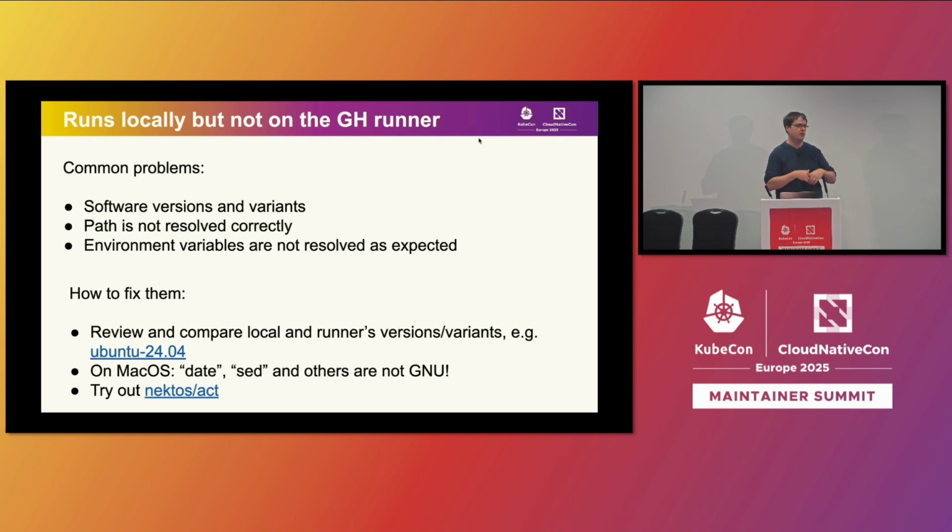Or the other one is, of course, the classic: you have some local path, and then remote, it's working differently. Or environment variables you have locally, and you have not thought about how they are resolved differently on the remote machine. The very first thing to fix that is, of course, to check what they have on the Ubuntu runners or the macOS runner or whatever runner you're using. And then there's a tool called act you can use for that.